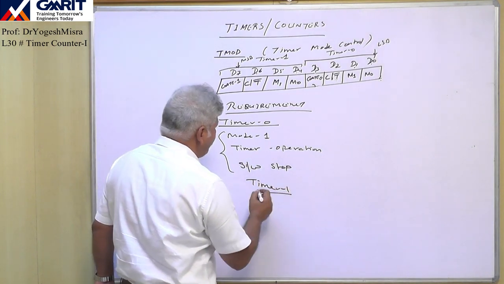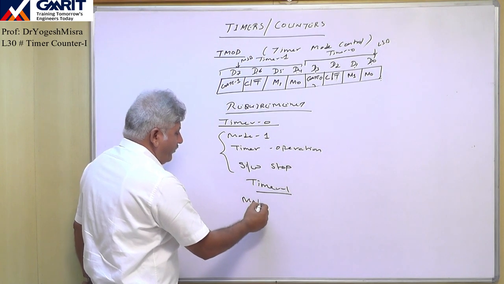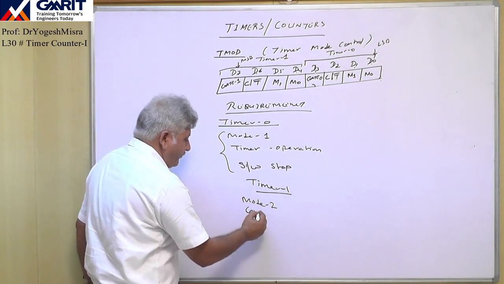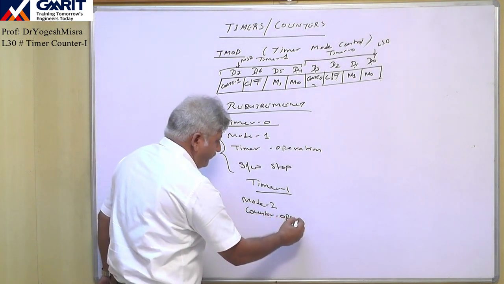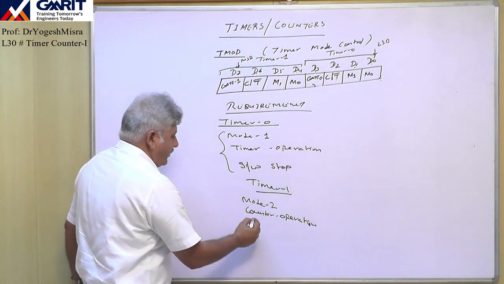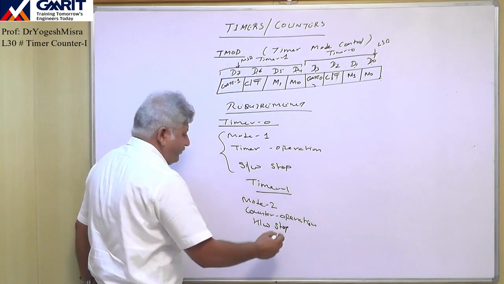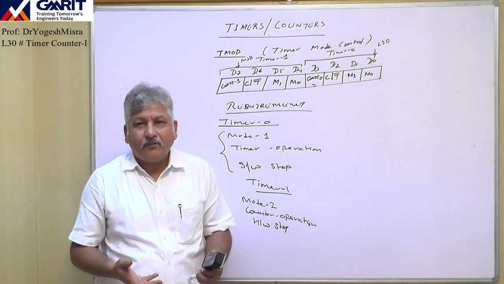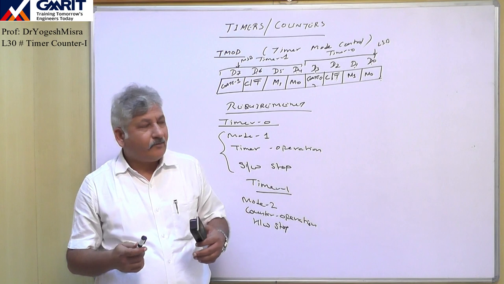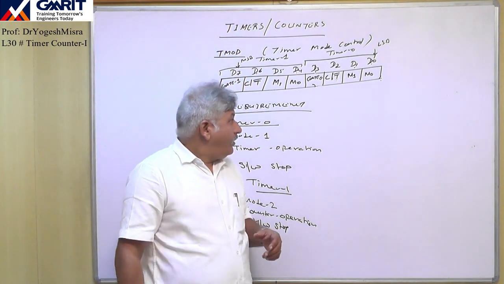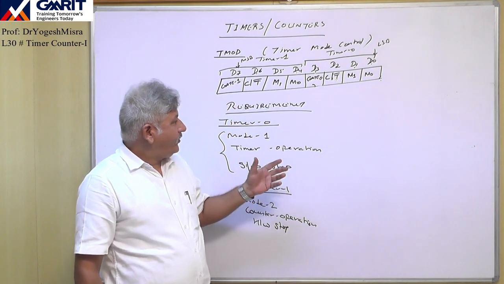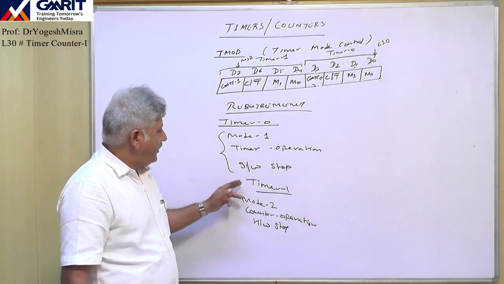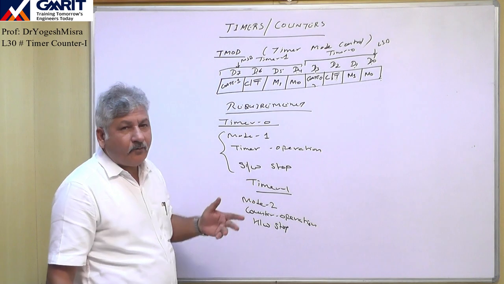For timer number 1, we require mode 2 and counter operation, and hardware stop. We can use two timers in the application. It is not like only one timer you have to use. We can use two timers also, both the timers we can use. Now suppose in our application we want timer number 0 to be set in this particular mode and timer number 1 in this. So for this first we have to find out the control word.